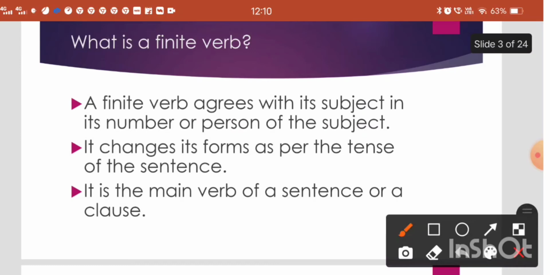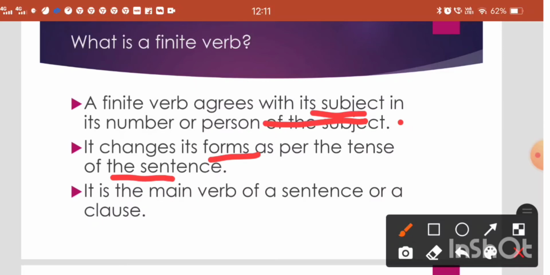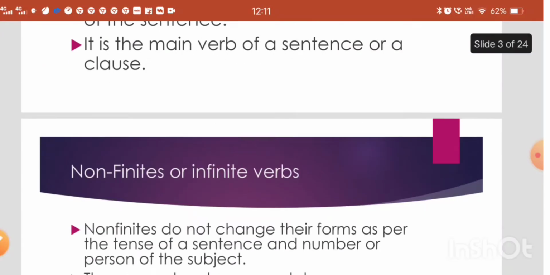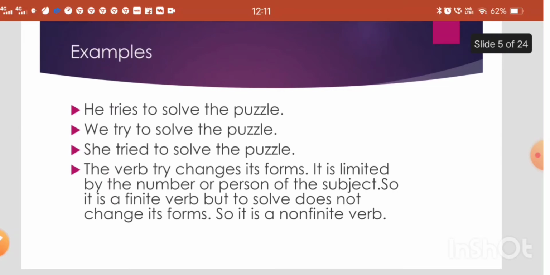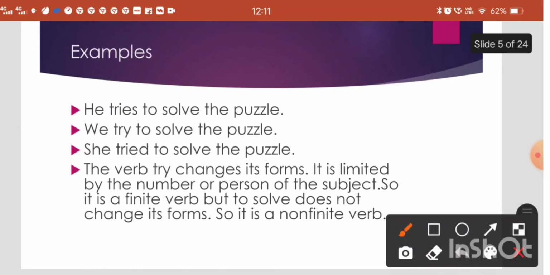So a finite verb agrees with its subject in its number or person. It means there should be an agreement between the two. If there is no agreement, if you don't follow the basic rules, then your sentence will be wrong. It changes its forms as per the tense of the sentence, present tense, past tense, future tense. It is the main verb of a sentence or a clause. So it is clear now what is a finite verb.